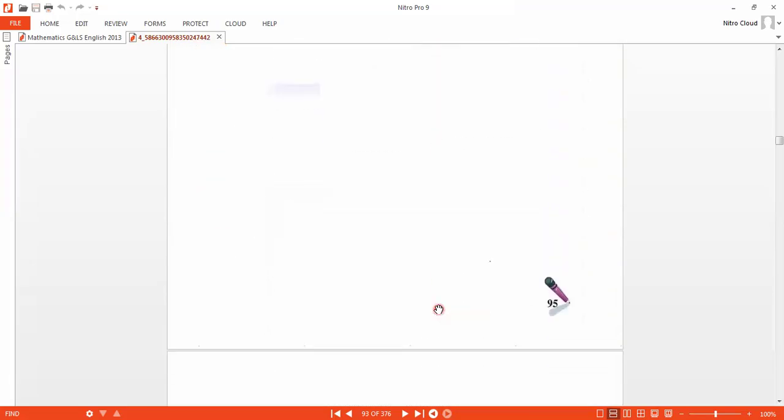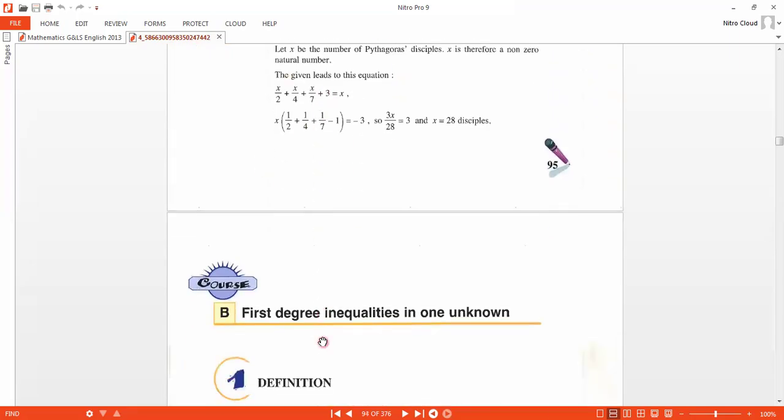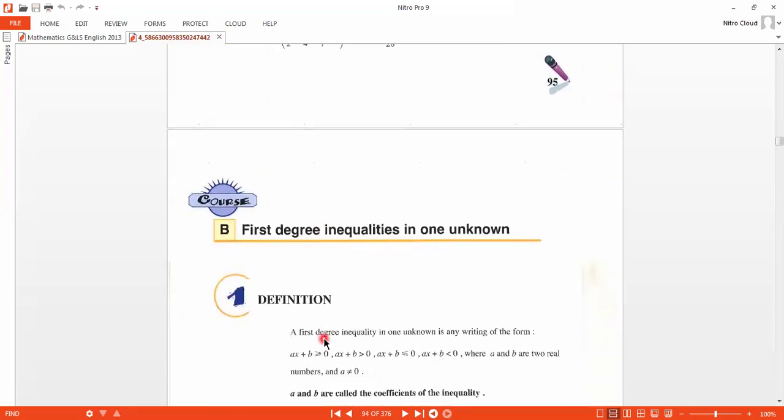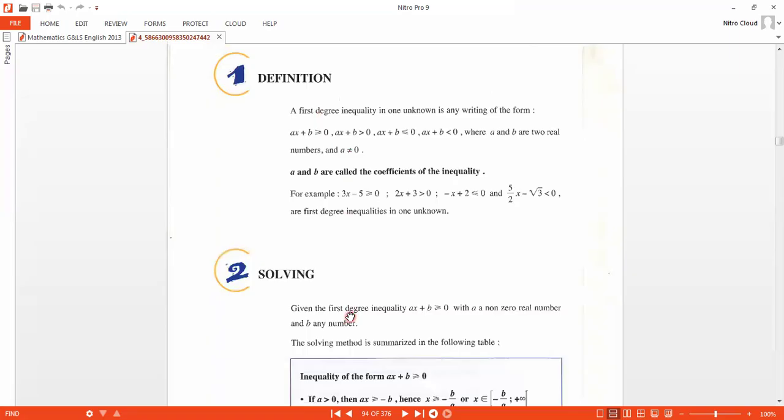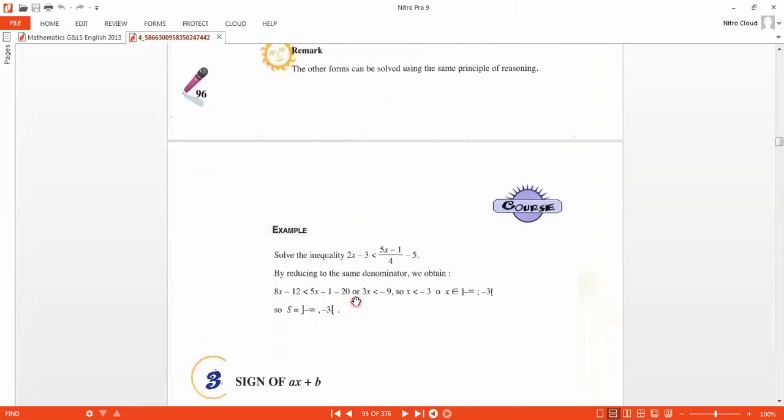These are some problems we took. How do we change a problem into an equation? Okay. And we also learned how to solve first degree inequalities in one unknown. Okay. How do we solve it? It's the same as we solve equations, the numbers to a side and the variables to a side. But the final answer will be an interval, okay?